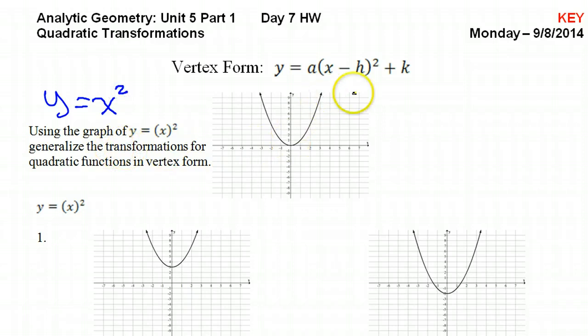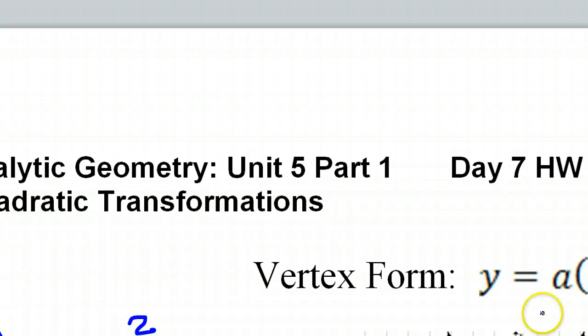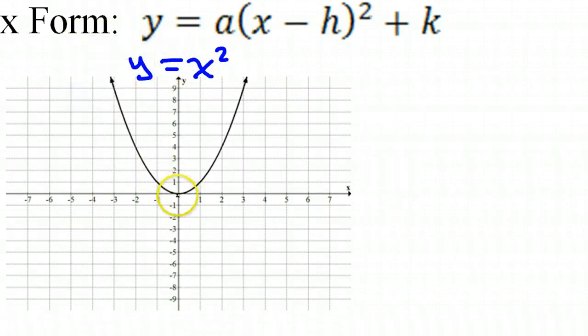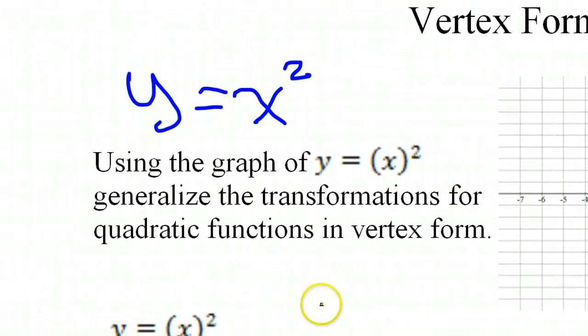Take a look at that. And then we're going to see how the parent function changes when we add and subtract things to the x, or when we add and subtract outside of the parentheses, or when we multiply by a number in the front. But for starters, this is the parent function. Let me zoom in. This is the parent function right here. This is y equals x squared. Notice how the vertex is at the origin. It's upward facing.